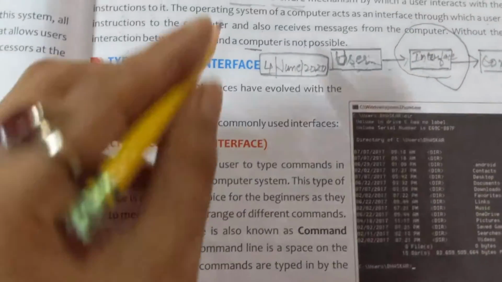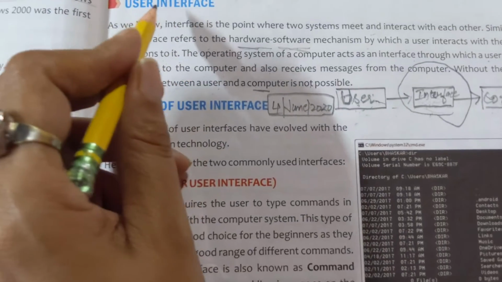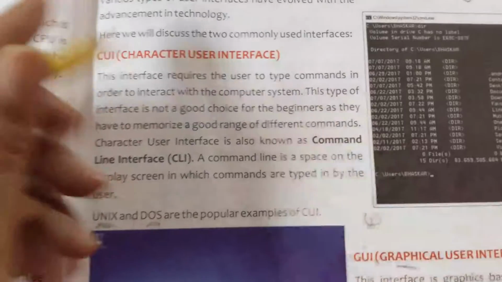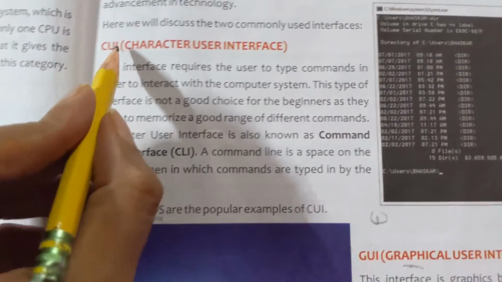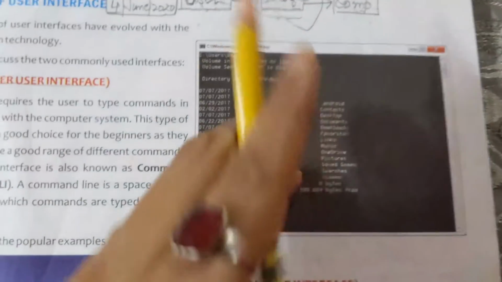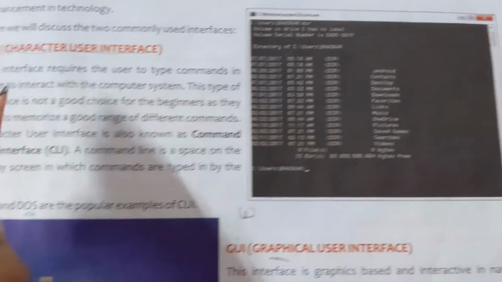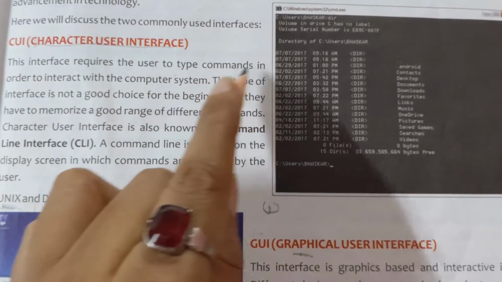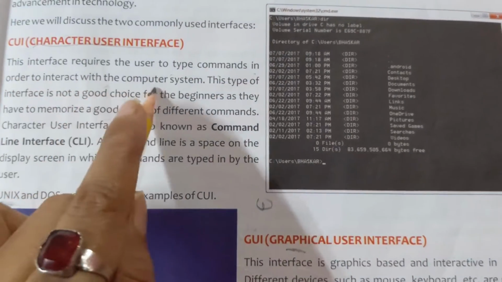In the last video we have discussed the introduction of user interface. So let's move to the types of user interface. Number 1 is CUI. The full form of CUI is character user interface. So this is the interface of a CUI. This interface requires the user to type commands in order to interact with the system.